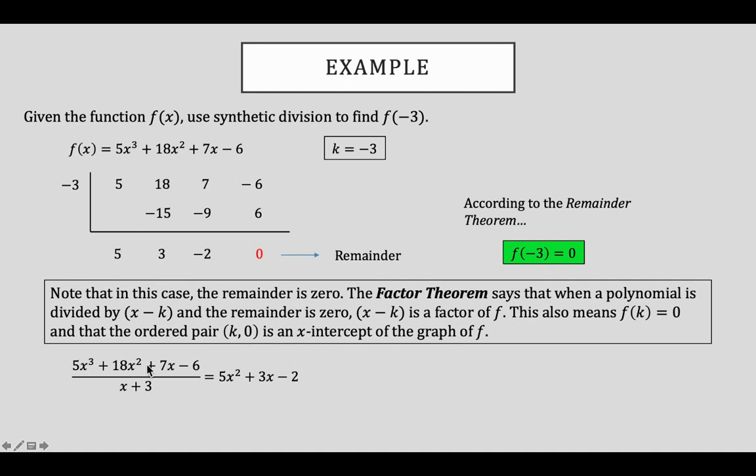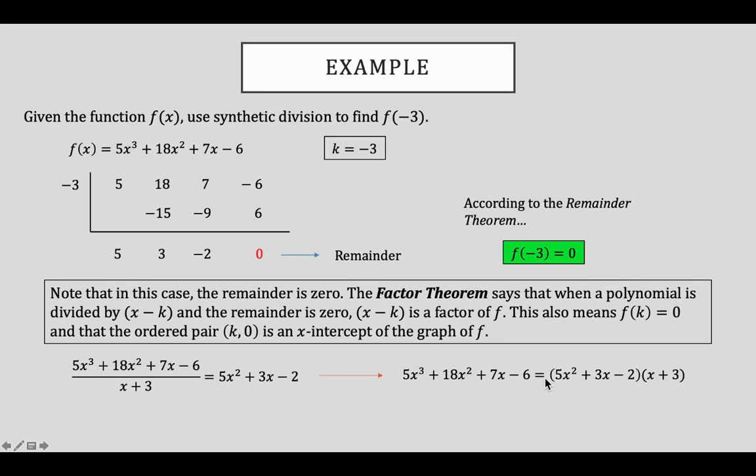So here we have this equation, and you might notice that the numerator of the left-hand side of this equation is equal to my original function f of x. If we wanted to isolate the numerator, our original function f of x, in this equation, we could manipulate it by multiplying both sides of the equation by x plus 3. Doing so would give us 5x cubed plus 18x squared plus 7x minus 6, our original function f of x, is equal to the quantity 5x squared plus 3x minus 2 times x plus 3.